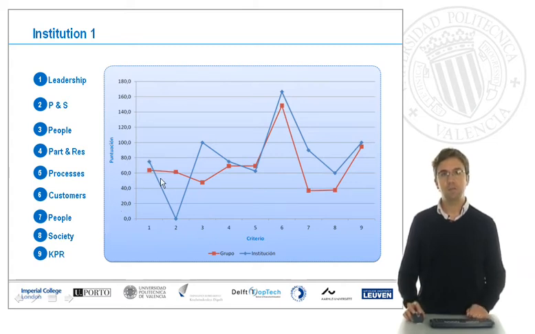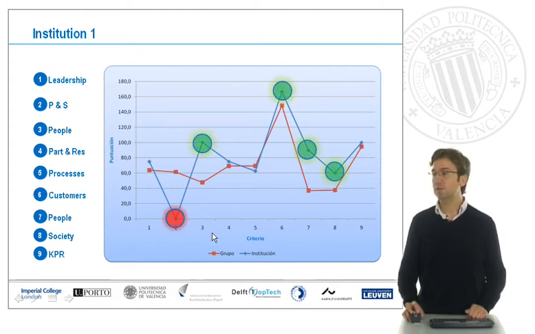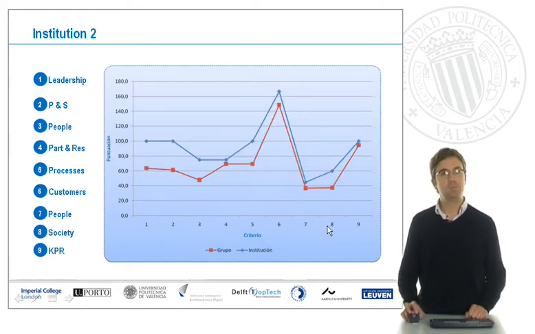But you can go one step further. You can compare your institution, like this one here, with the whole group, and you can easily detect how you are against the group. Here there is a weakness, criterion number 2, but there are 4 different strengths: criterion number 3, number 6, number 7, and number 8.